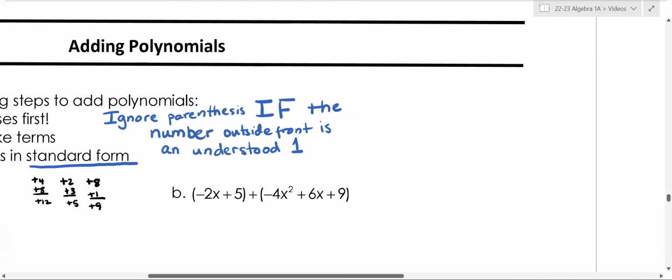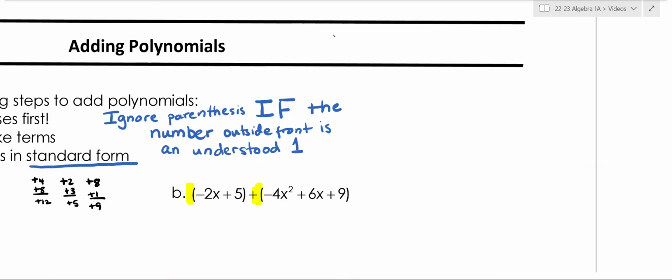Okay, let's do this again. Once again, let's focus on those parentheses, but look, what's outside in front of those parentheses? It's an understood one, so we can ignore those parentheses. And over here, same thing, it's an understood one in between the plus sign and that parentheses. So we can ignore those parentheses as well.